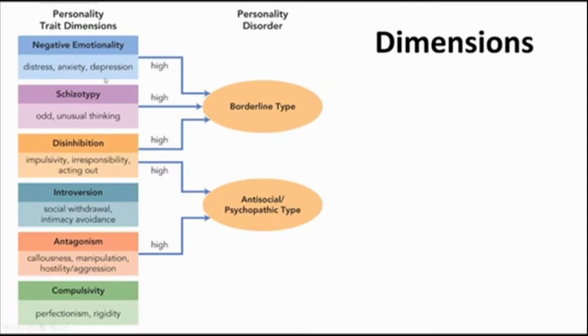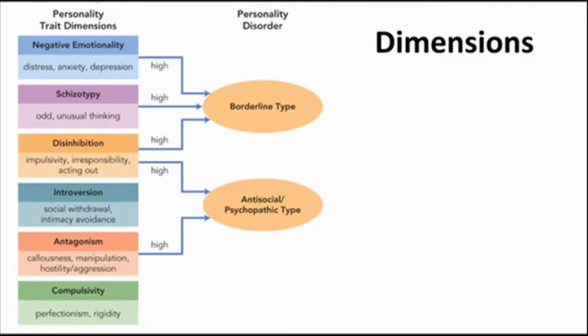Borderline type, so if people score high in negative emotionality, high in schizotypy, and high in disinhibition, they end up categorized as borderline type for personality disorder. Whereas if you score high in disinhibition and antagonism, then you might end up under antisocial or psychopathic type.